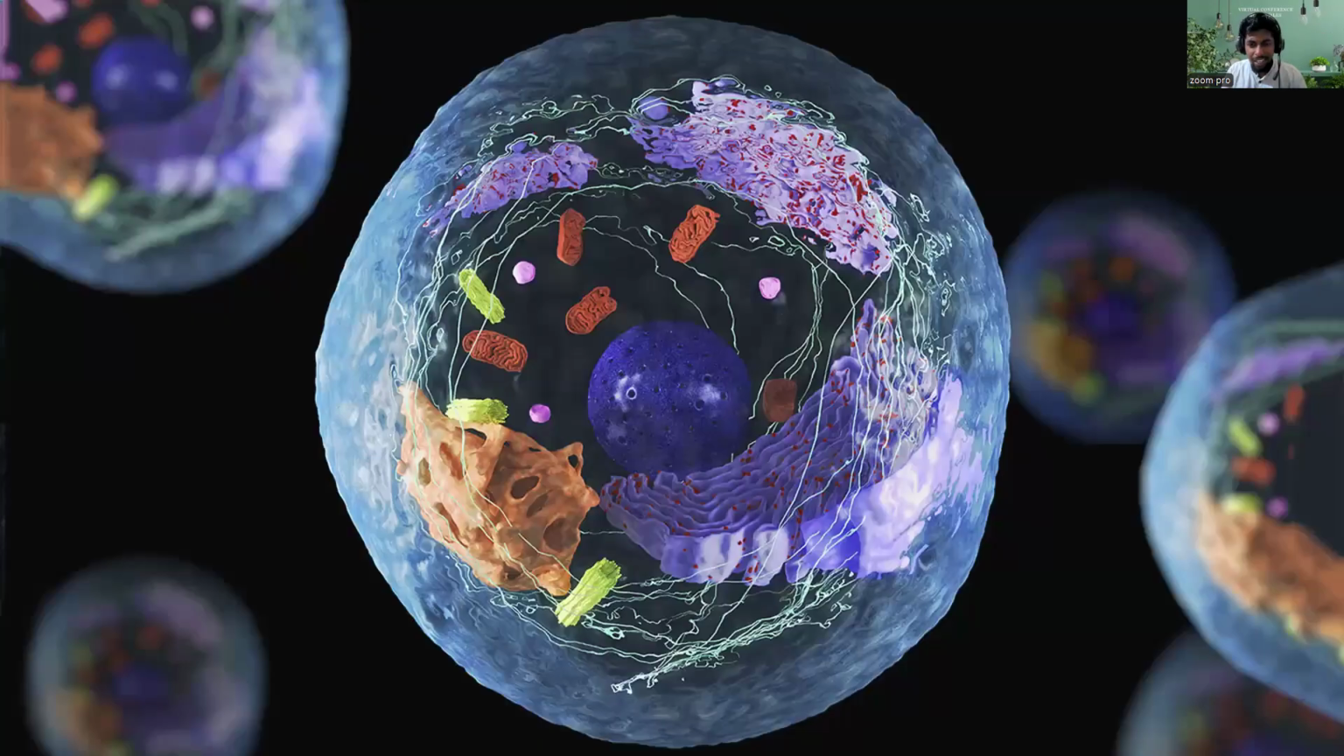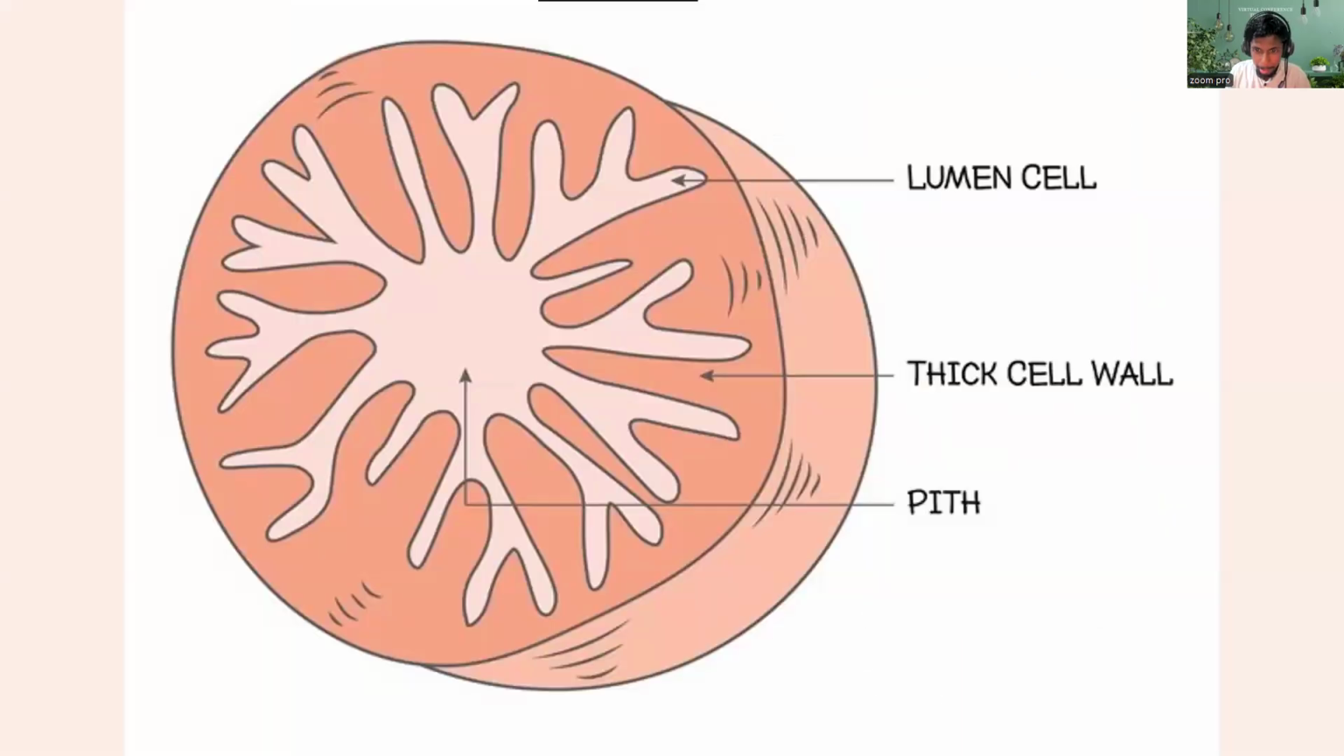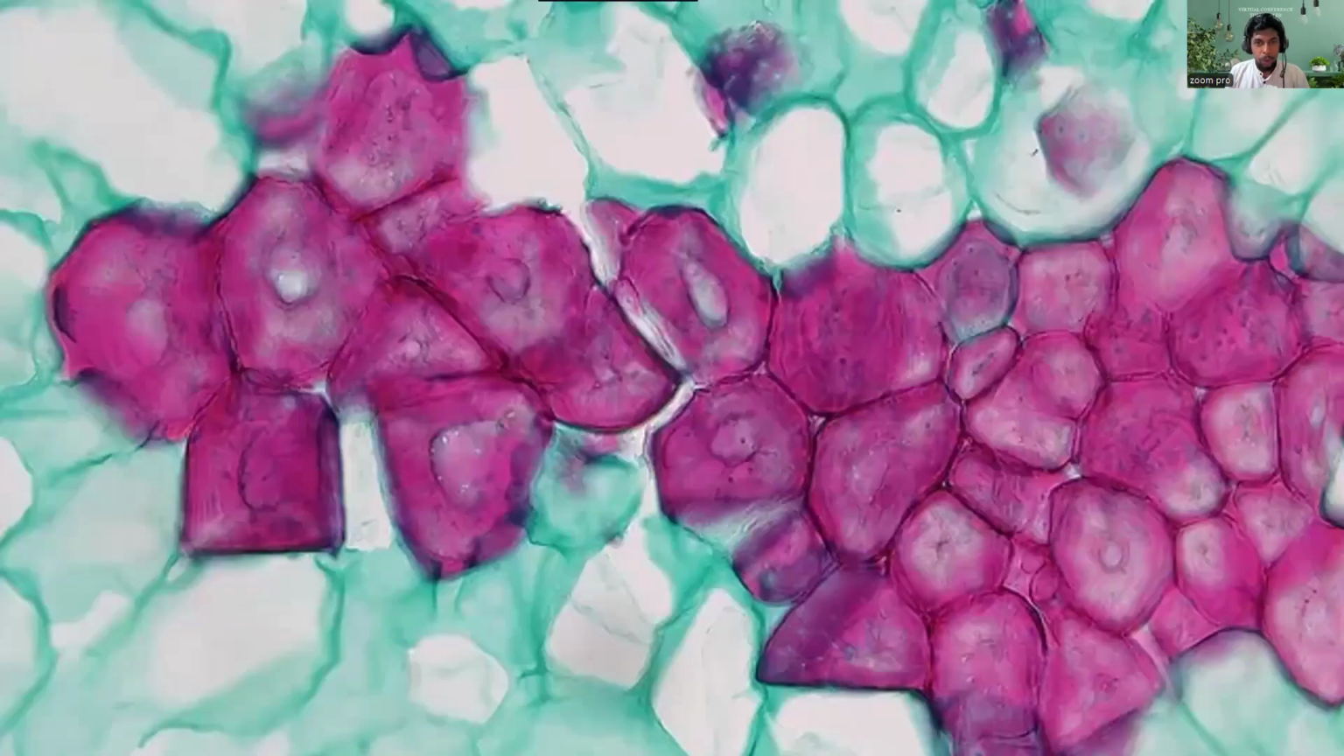So here you can see the lignin, right? Because of the lignin itself, the cell wall has become thicker. Here you can see a thick cell wall. But the parenchyma and the collenchyma have a very, very thin cell wall, right?